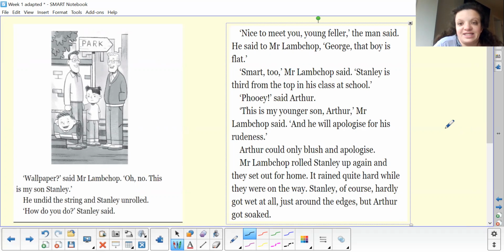And if we remember from yesterday, some of those words that we learned: apologise means to say you're sorry. We learned that soaked means to get really, really wet. We learned that smart meant being clever, and blush meant to go red. So we can remember those words from today, and maybe they'll help us with the questions that we're going to be answering. Okay, well done.